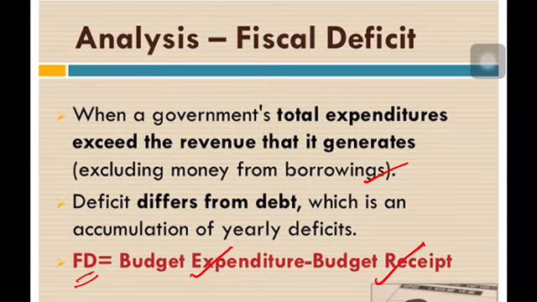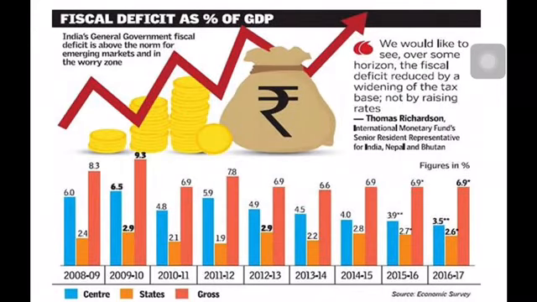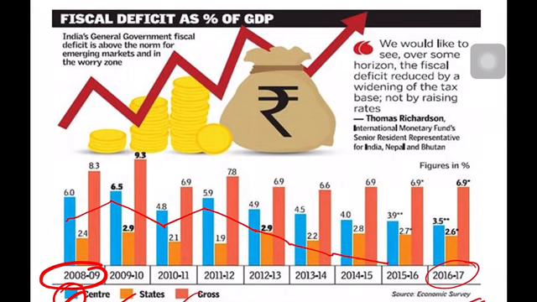Got it? Next one. This is how the fiscal deficit in India as a percentage of GDP has changed over time from 2008 to 2017. I have taken this from an earlier survey. If you see here, this is center, states, gross. Just focus on the center one. This is the trend, right? 6%, and then it increases, then decreases, and then decreases and decreases. But now it will increase again.